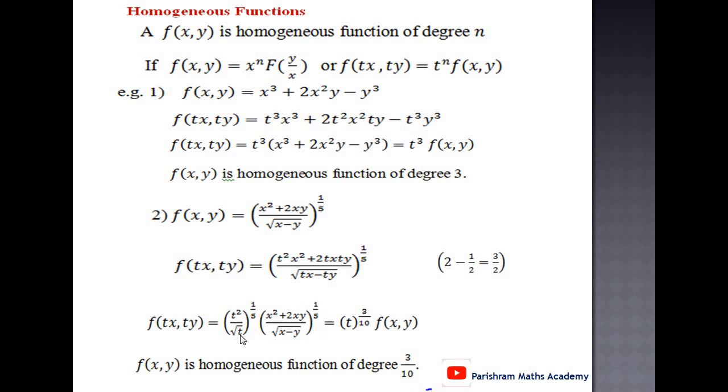Here t raised to 2 upon root of t, that is, the degree of the numerator is 2 and the degree of the denominator is 1 half, therefore 2 minus 1 half, that is 3 by 2, and therefore this term is nothing but t raised to 3 by 2. T raised to 3 by 2, bracket to the power 1 by 5, it means t raised to 3 by 10 into f of (x, y). It means f of (tx, ty) equals t raised to 3 by 10 into f of (x, y), and therefore f is a homogeneous function of degree 3 upon 10. This is the definition of homogeneous function and examples of homogeneous function.